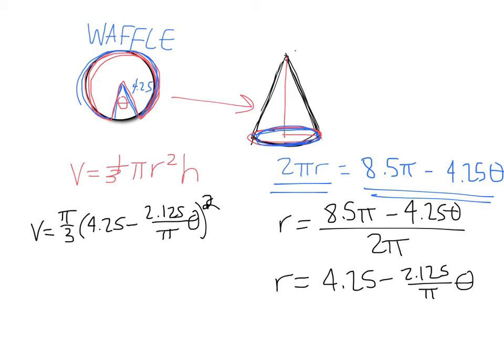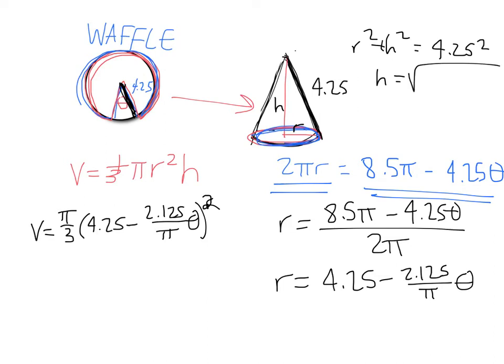So here is the radius of our cone, here's the height. This piece right here was the original radius of the waffle. So that is 4.25. And we know that r squared plus h squared equals 4.25 squared. So h equals the square root of 4.25 squared minus r squared. And I don't really have room to put that, so let's move it down here.